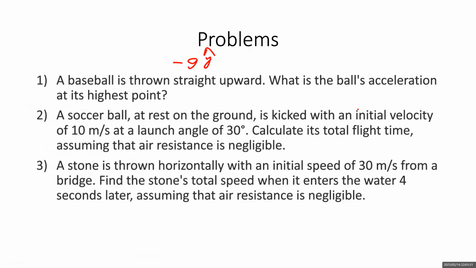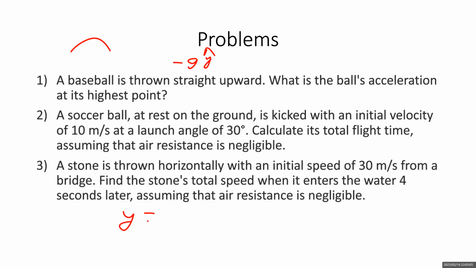Soccer ball, how about this one? A ball at rest on the ground is kicked with an initial velocity of 10 meters per second and a launch angle of 30 degrees. Calculate the total flight time, assuming the air resistance is negligible. Now, it's going to go up and down. It's going to end its flight time when it hits the ground. So we're not actually going to take x into account. We're going to take y into account.